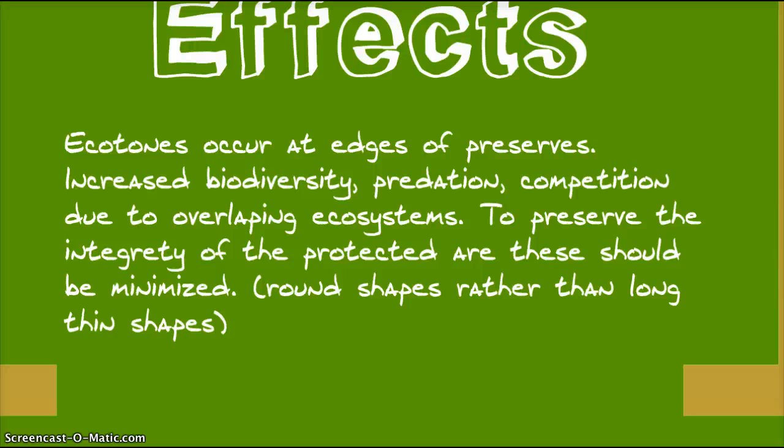So rather than having square shapes, we would like to have round shapes, or rather than long and thin shapes, because if we think about surface area, the more edges that we have in that protected area, the more of these ecotones we're going to have, and we want to minimize that so that we can keep that one ecosystem intact and decrease that competition to allow for the species to survive.